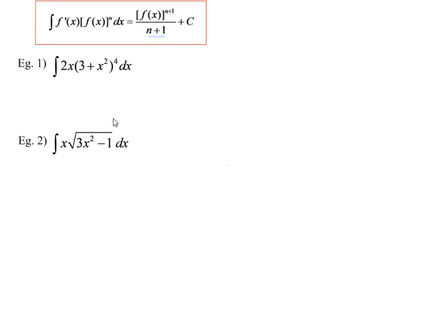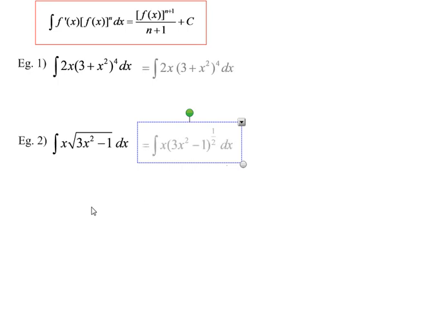Now we're going to look at two questions simultaneously. If you look at this one, that's 2x times (3 plus x squared), whole thing to the power of 4, dx. And this is x times the square root of (3x squared minus 1) dx. Let's look at both in the format that we are familiar with, where you notice that in this case, I've changed the square root to the power of half.